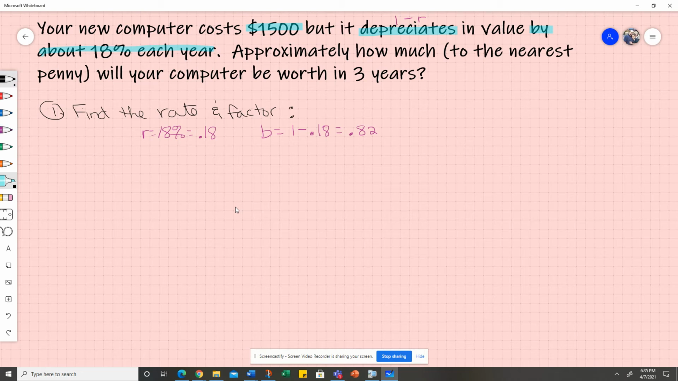So next we need to find our starting value. Okay, find the start value or the Y-intercept. Those are going to be the same thing. So in this case, our A is going to equal 1,500. And then we can write our equation.